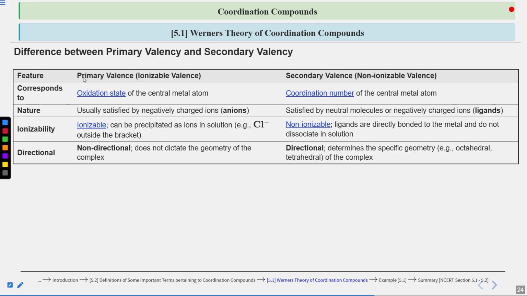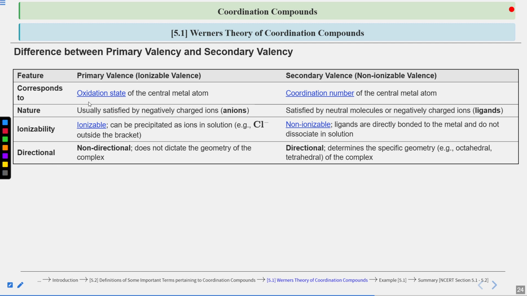Ionizability, if you talk about it, the primary valence is ionizable. They are ionizable valences. They can be precipitated as ions when dissolved in solutions. For example, chlorine negative outside the bracket, if it is present, it can be precipitated as chloride ions into the solution. So they are ionizable. Meanwhile, the secondary valency is non-ionizable, in which the ligands are directly bonded to the central metal and they do not dissociate in solutions.